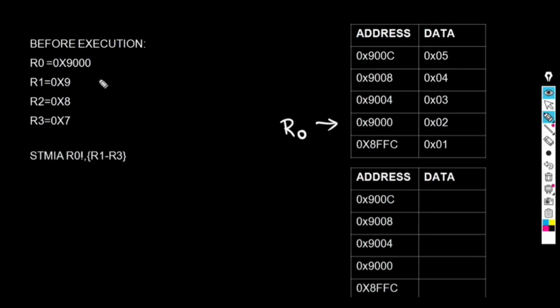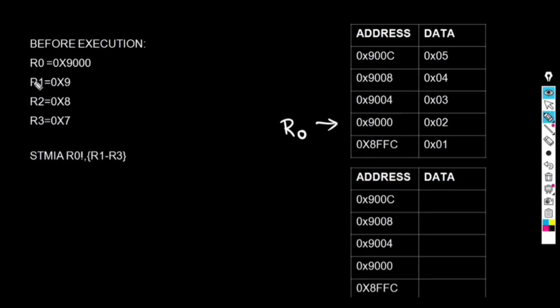Okay, what they are saying is store and increment after. So first store the data here, then increment to next location, then store the data here, then increment to next location, then store the data here, then increment to next location. Okay, and which data should I load into the location 0x9000? See, if you notice, I'll be moving to higher addresses.